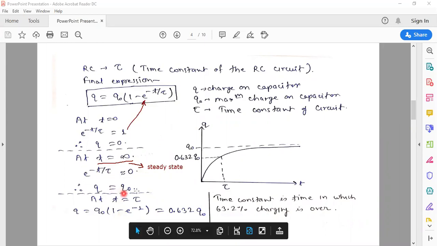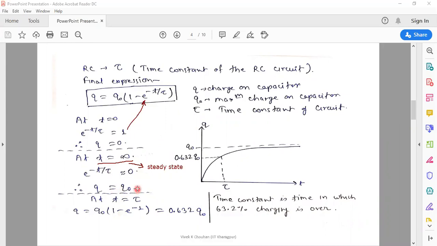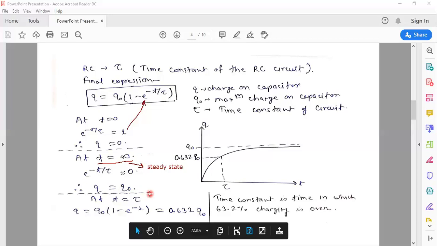Now this proves that in the steady state the capacitor will actually have charge q naught, and since the capacitor has charge q naught, the potential difference across the capacitor will be V. Okay, so there will be no potential difference across the resistor, and hence the current in the circuit will be 0, which we will see mathematically in the next slides.